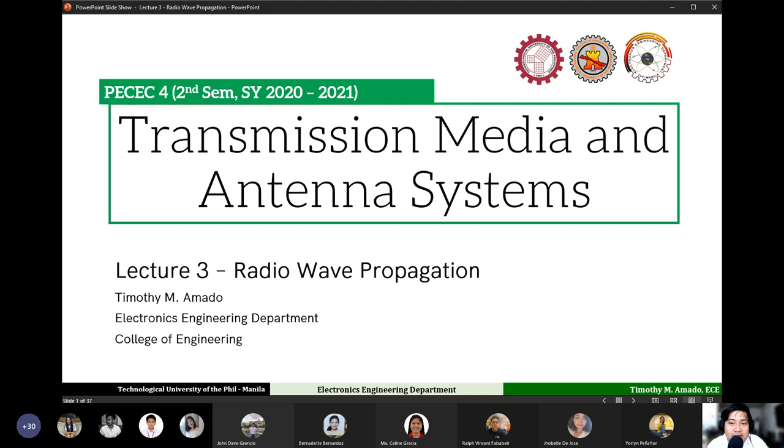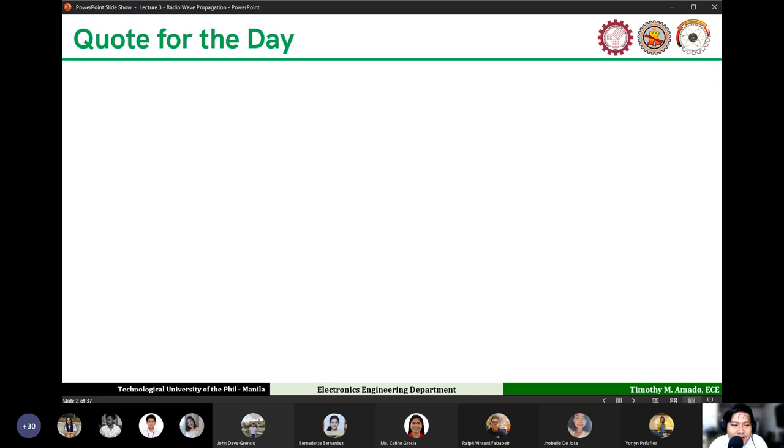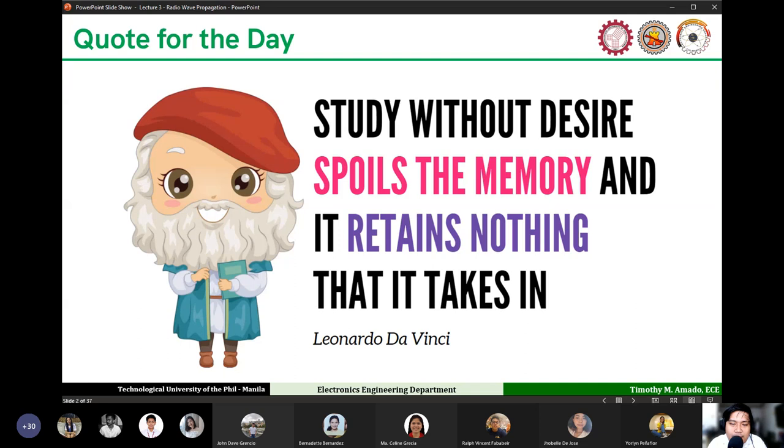Okay, so before we begin the actual lecture, guys, meron tayong quote for the day. Ano daw ang sabi? Sabi daw, "Study without desire spoils the memory and it retains nothing that it takes in." So sabi ni Leonardo da Vinci. Minsan na-experience natin to, na we study, nag-aaral tayo. We try really hard to study, but it seems that walang pumapasok sa isip natin. Even no matter how hard we try, at the end of our study session, parang wala tayong natutunan. So sabi ni Leonardo da Vinci, that's because we are studying without the desire.